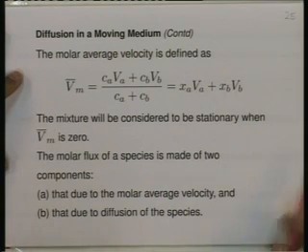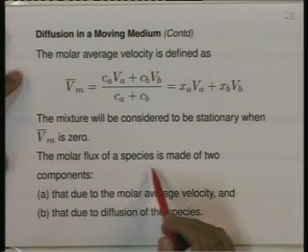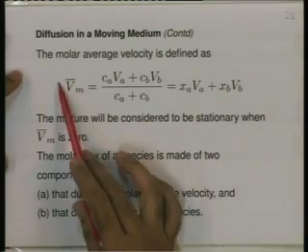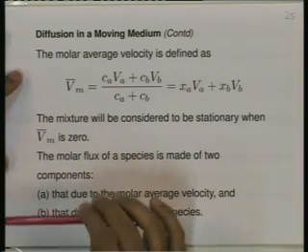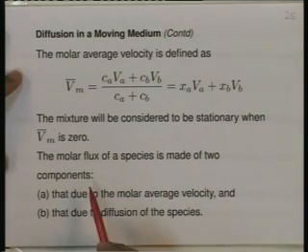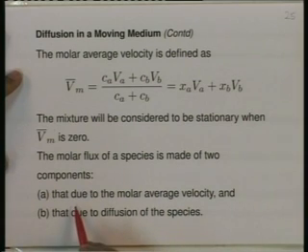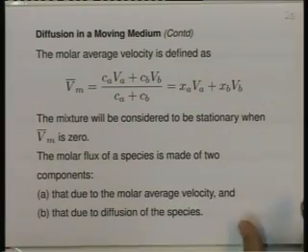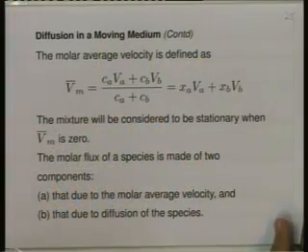Now, we should remember that the molar flux of any species will be made up of two components. Because of the molar average velocity, the whole mixture, whole system is drifting either towards the right or to the left, and hence the molar flux of any species will be due to the molar average velocity in part. But there will also be a component due to diffusion of the species. So, these two will get superimposed over each other, and we will have a total molar flux.